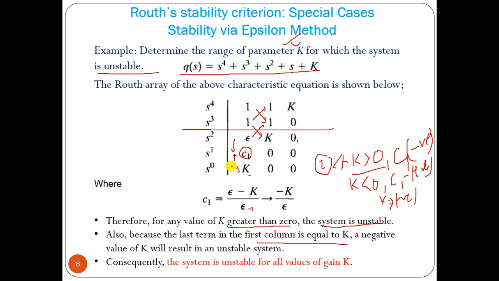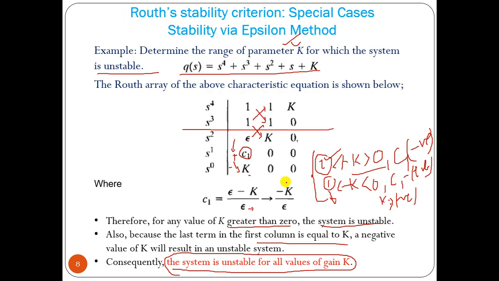Okay, this one is positive, negative, so one sign change. So there should be one pole. So what we can say is that for K greater than 0 and K less than 0, for all values of K, the system will be unstable. If K is greater than 0, two poles are there on the right half plane. If K is less than 0, only one pole is on the right half plane. So the system is unstable for all values of gain K. This is the way we have to find out.